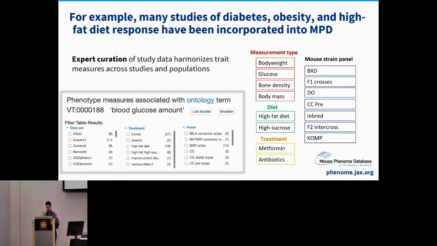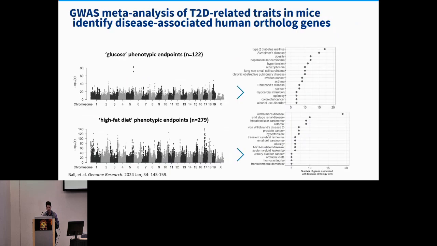And there's lots of other information, right? Not just the measurement type, like glucose tolerance test or bone density, but we know which diets these mice were given, whether it was a high-fat diet or a high-fat, high-sucrose diet, any treatments that they received, and then we can do this across all the populations because now we have Genome Muster, right? We're not limited to one small set of strains.